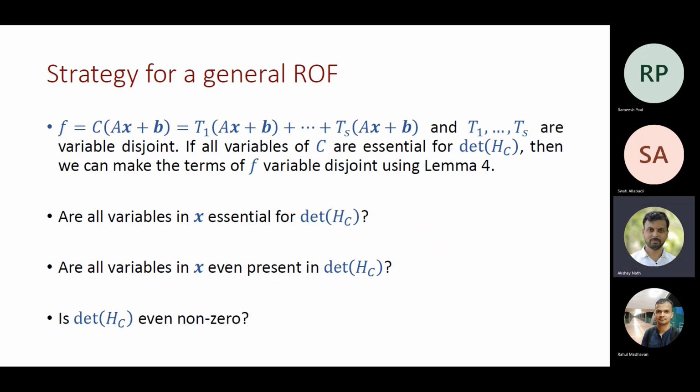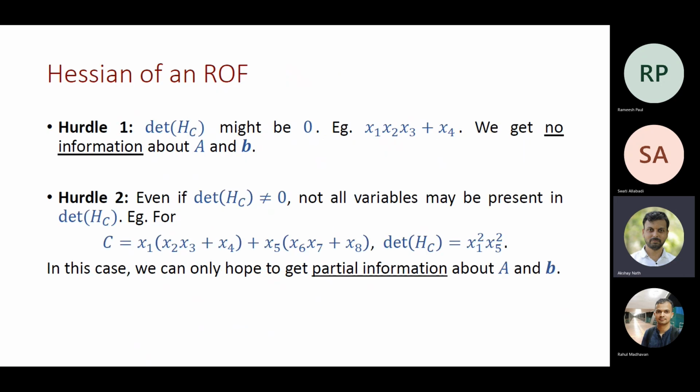And even before we can answer this question, we first need to ask ourselves, is every variable that appears in C also present in its Hessian determinant? And is this polynomial even non-zero? If the Hessian determinant is 0, we can't do anything. We don't get any information. And when we try to answer these questions, we come across two hurdles. The first hurdle is that there are ROFs for which the Hessian determinant is 0. For example, the Hessian determinant of x1, x2, x3 plus x4 is 0. Why? Because take the derivative of this with respect to x4 and any other variable, it's going to be 0. So in this case, we get no information about A and B.